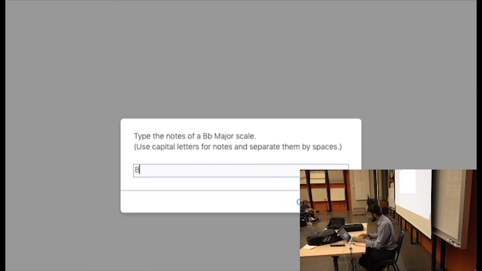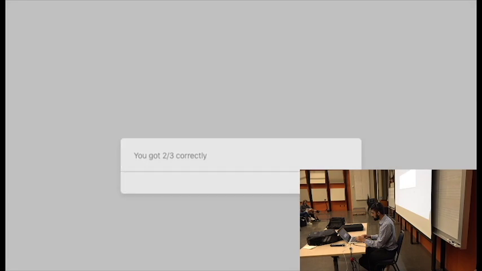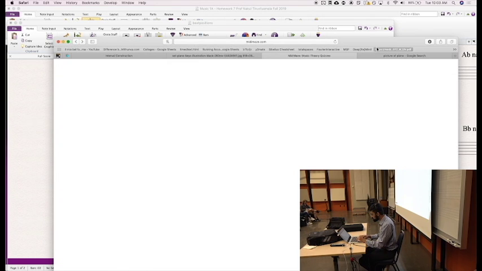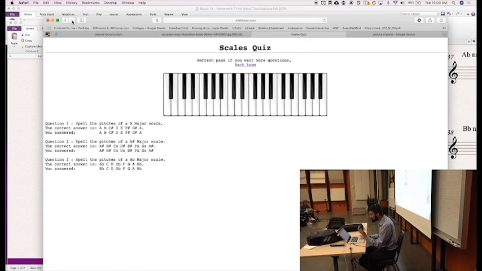B flat major scale. B flat, C, D. Remember, start whole, half, whole, half. You got two of three correctly, what? It's torturing me. Oh no! Okay, here it is. What did we do wrong? Oh my gosh. Right, that should have been the case. I just incorrectly typed a major scale to begin with.